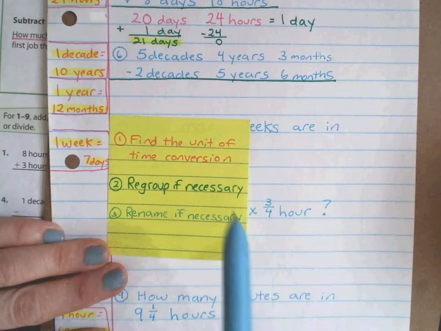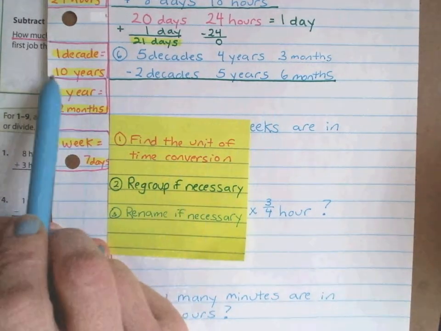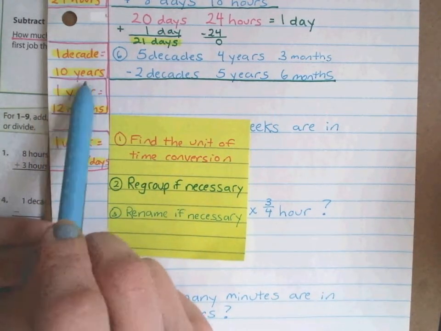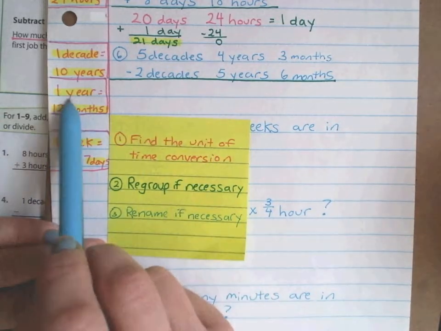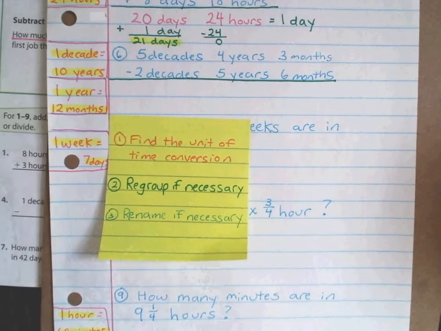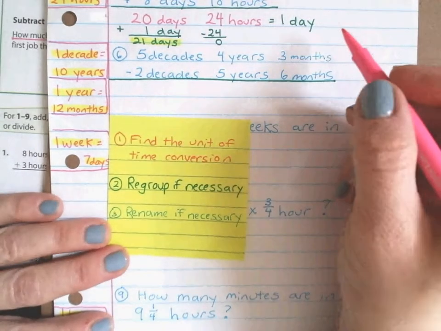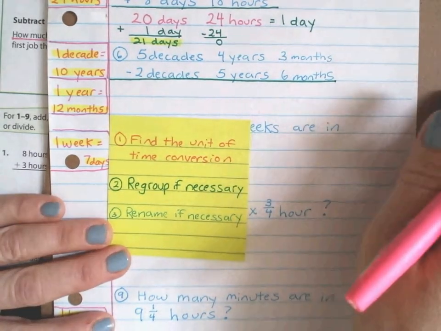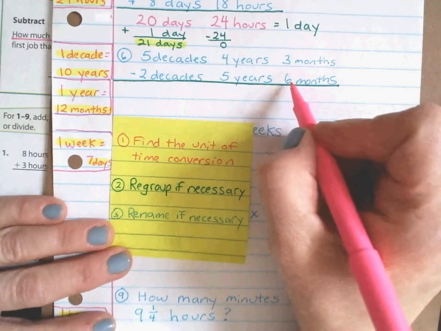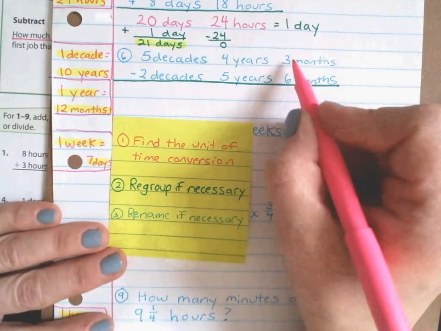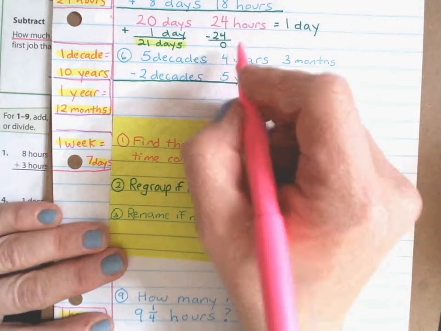So I'm going to find my unit of time conversion, so I need 2 of them here. 1 decade equals 10 years, and 1 year equals 12 months. So let's go ahead and get started. I can see here that I cannot take 6 months from 3 months.